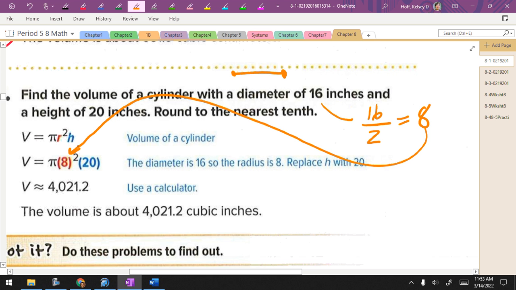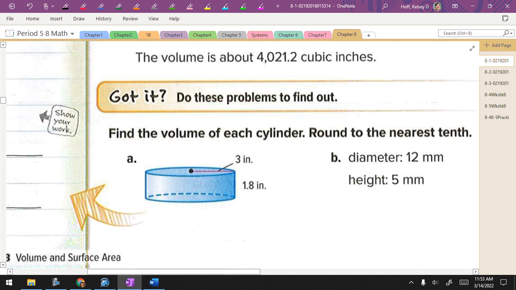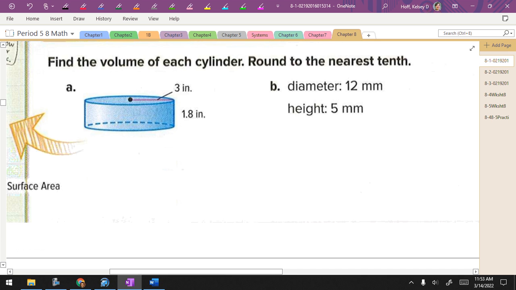All right, enough looking at examples. Let's do this together. Got It A. Find the volume of each cylinder, round to the nearest tenth. First thing Ms. Hoff wants you to do, write down the formula. V equals pi radius squared height.